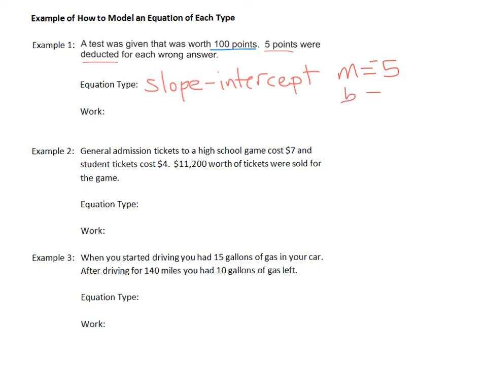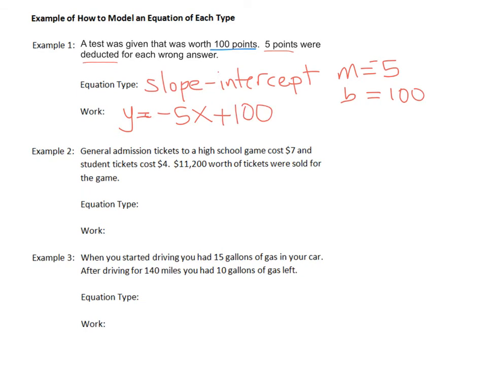Our y-intercept is our original amount, so that is 100. So when we write this equation in slope-intercept form, we're going to have y equals -5x plus 100.